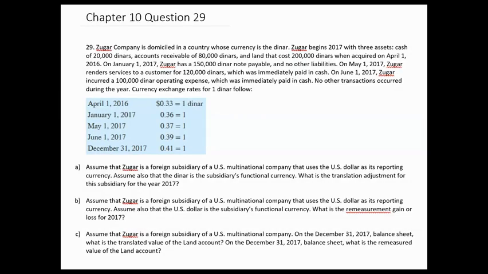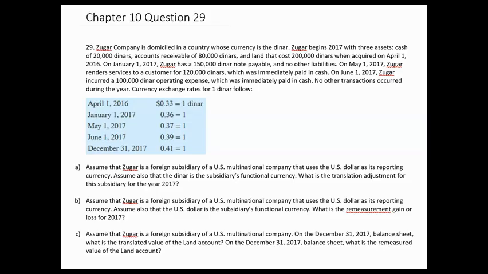Question 29. Requirement A. Assume that Ruger is a foreign subsidiary of a U.S. multinational company that used the U.S. dollar as its reporting currency. Assume also that the dinar is the subsidiary's foreign currency. What is the translation adjustment for this subsidiary for the year 2017?